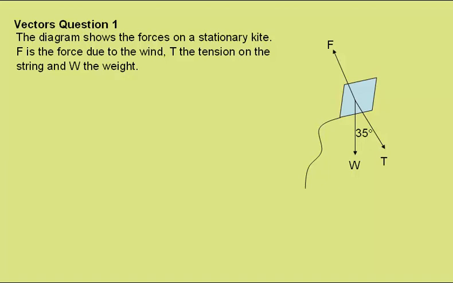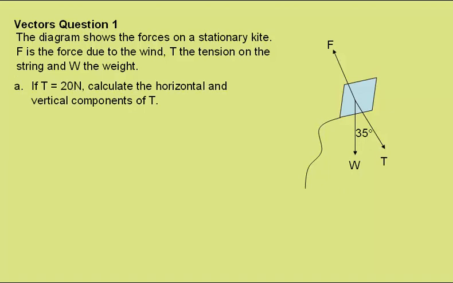Vectors, question 1. The diagram shows the forces acting on a stationary kite. F is the force due to the wind, T the tension in the string, and W the weight of the kite. Part A. If the tension T is equal to 20 newtons, calculate the horizontal and vertical components of T.